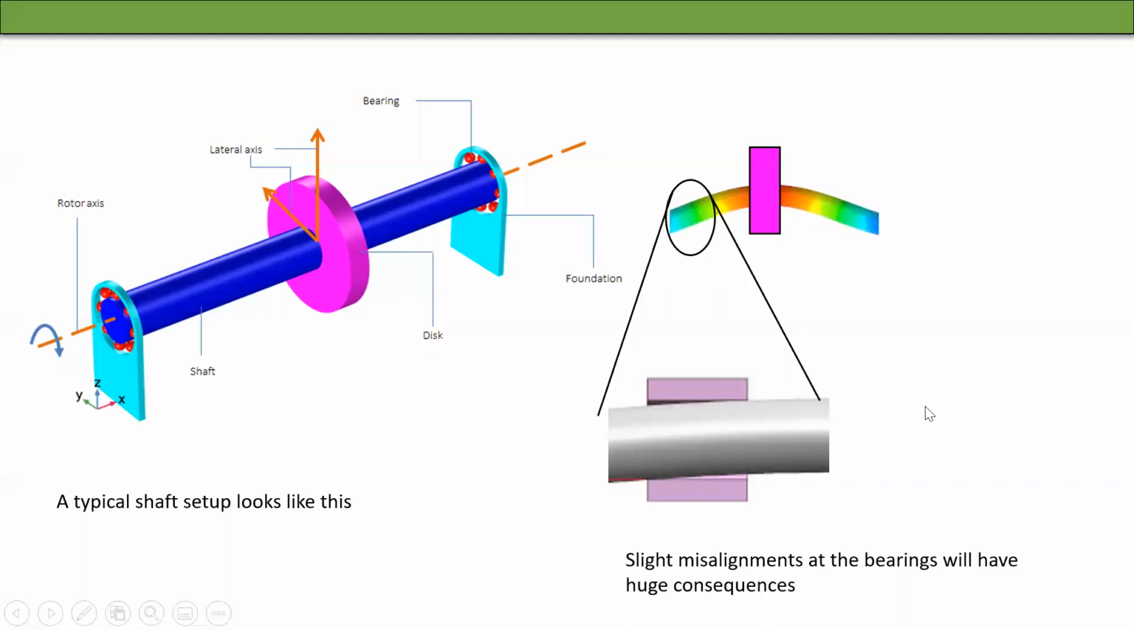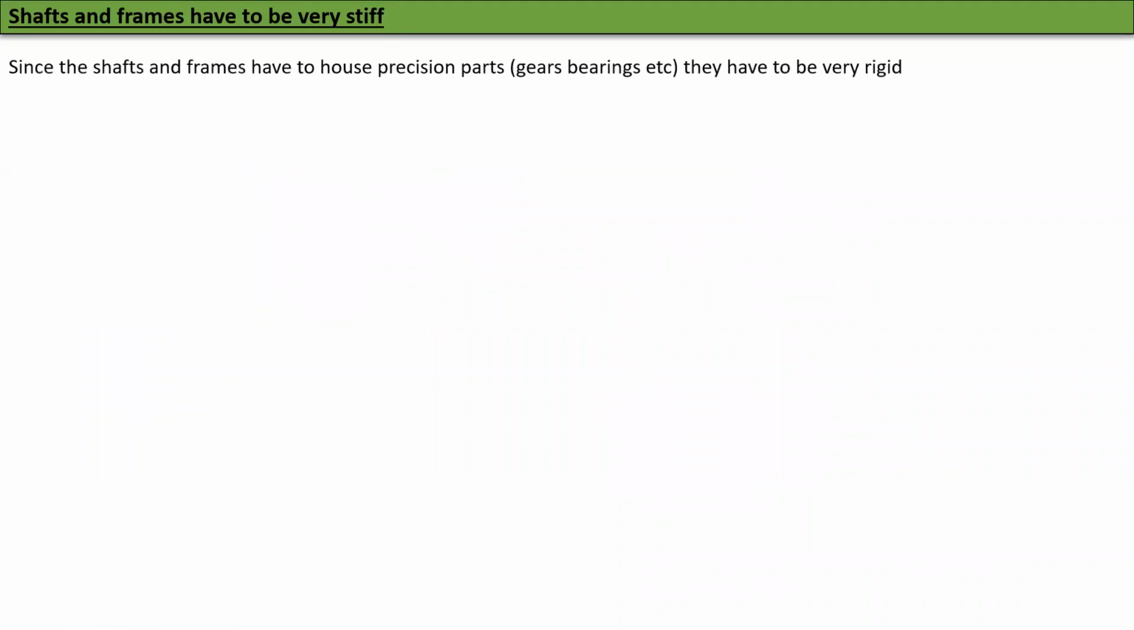Okay, and you can see at this stage, because of the misalignment, one part of the bearing will get worn out. One part of the bearing gets worn out compared to the other. There you go. So this slight misalignment is enough to create problems. So shafts and frames have to be very stiff. Since the shafts and frames have to house precision parts, gears, bearings, etc., they have to be very rigid. Otherwise, any slight misalignment will cause damage, wear, or failure.